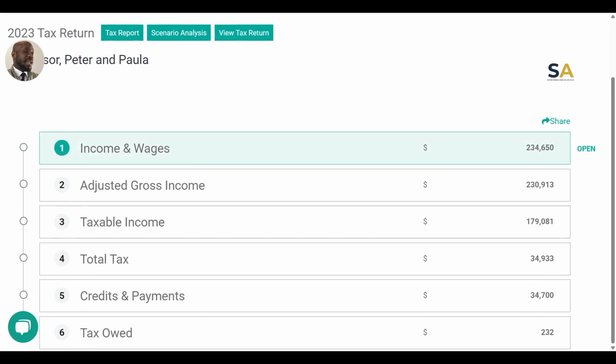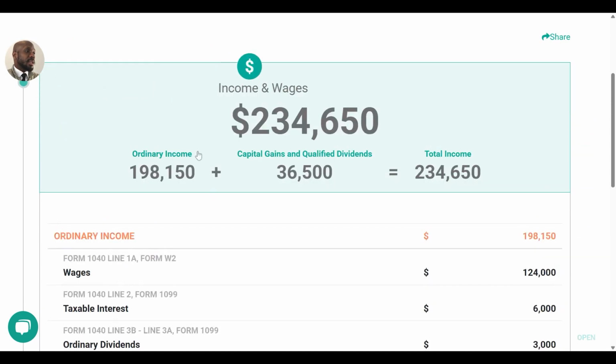The first step is to check every income item that has been reported on their tax return against whatever documents they've actually received from their brokers, their employers, essentially, right? So that's what we've done. We've checked everything.